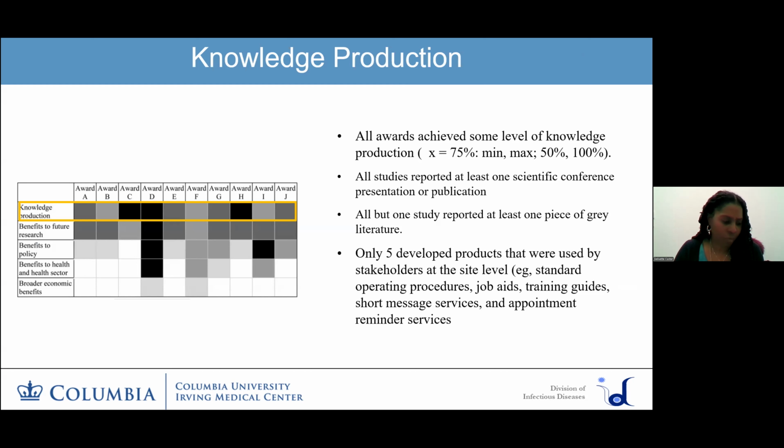So as I mentioned, for knowledge production, all of the awards demonstrated some evidence of that. Most of it was that they had presented at least at a scientific conference. All but one had produced some form of gray literature, which we often think is more accessible to the lay public, and that was part of the impetus for thinking about it. Only 5 had developed products that were used by stakeholders at the site level, like standard operating plans, job aids, training guides, reminders, or any kind of service support product.